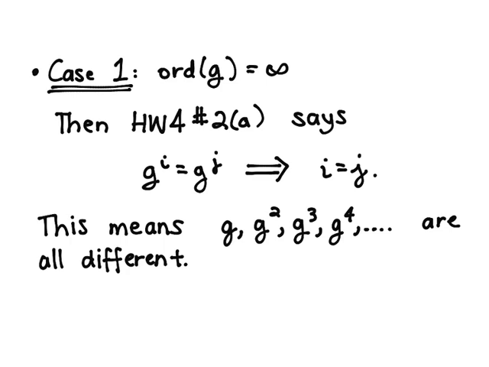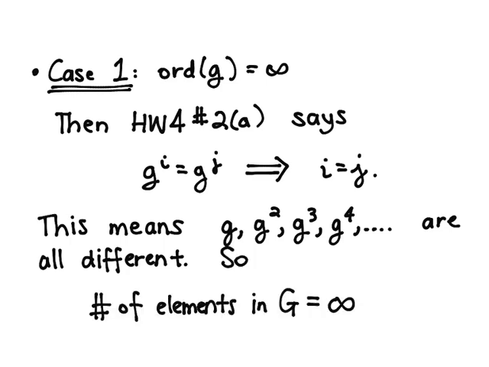So in other words, if I look at this list g, g squared, g cubed, g to the 4th, and so on, those are all different elements. No two of them are the same as any other. But those are all elements in our group capital G. So we've found infinitely many elements in the group capital G, meaning the number of elements in G must be infinite, which is equal to the order of the element lowercase g. And so that proves the statement in this case, in the case where the order of g is infinity.